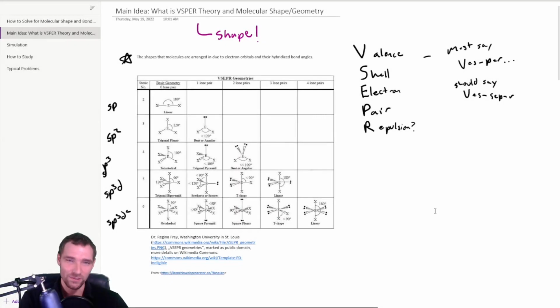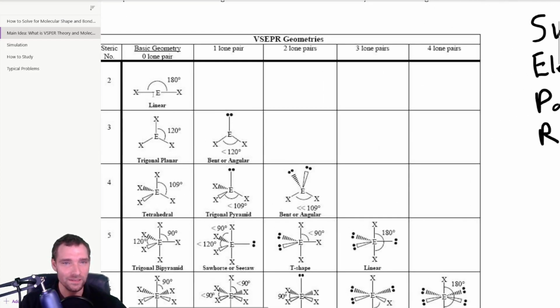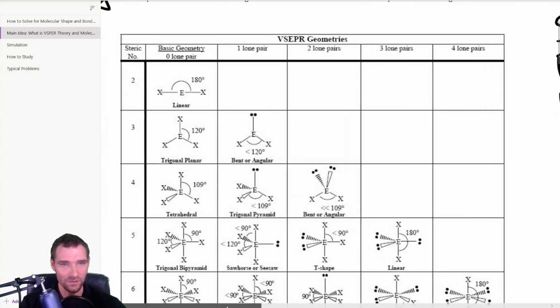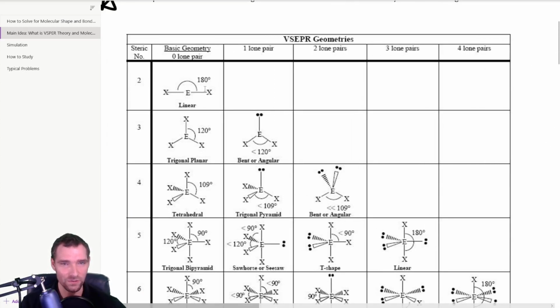When I think of VSEPR, I think of shapes, and I think about this data table of shapes. And we're going to go over this a whole lot, right? But the first pass, you've got linear, and this molecule would be called linear. We've got the central atom here. It's represented by E, and then these two X's, those are two other atoms. And then they're also showing if you've got some electron pairs in here. So this is the same general shape, trigonal planar, but this one has some electron pairs in it.